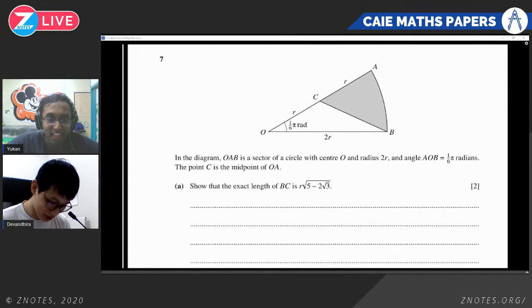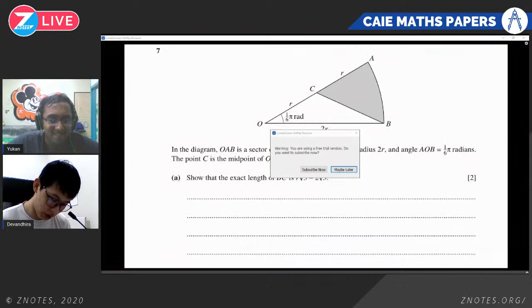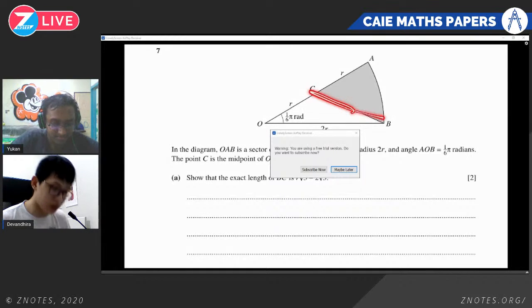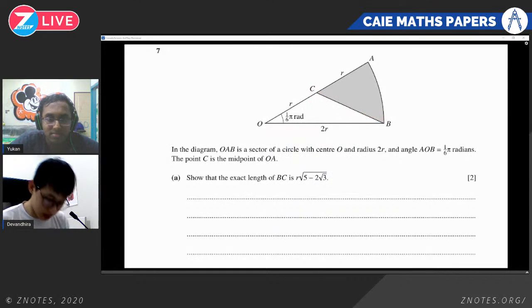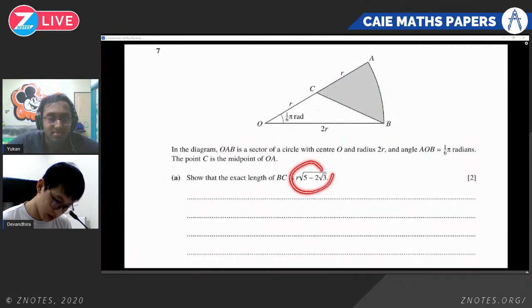Right. Next question. In the diagram, OAB is a sector of a circle with center O and radius 2r, and the angle AOB is pi over 6 radians. The point C is the midpoint of OA. Show that the exact length of BC, oh sorry, I'm so sorry about that. The exact length of BC right here is this expression. Right.